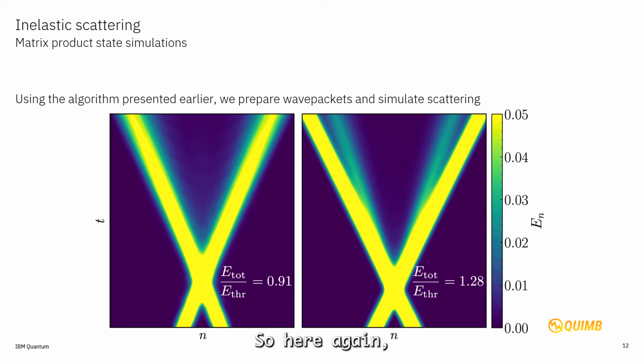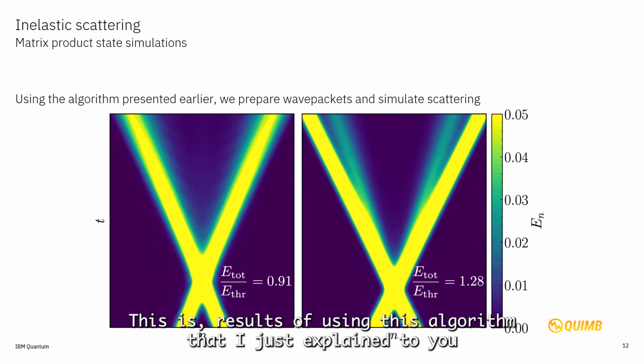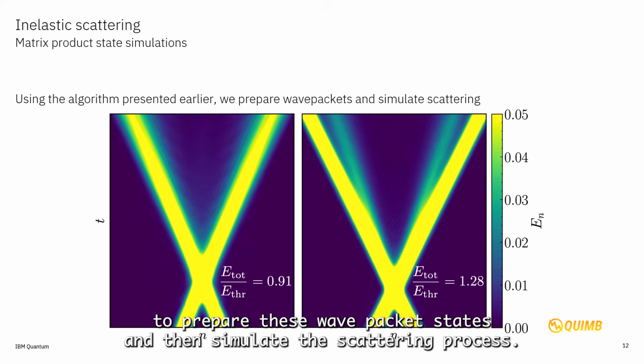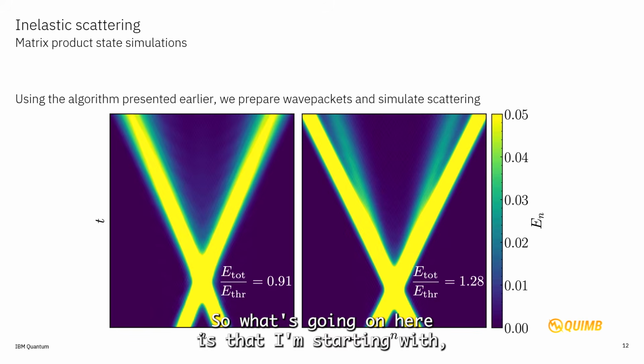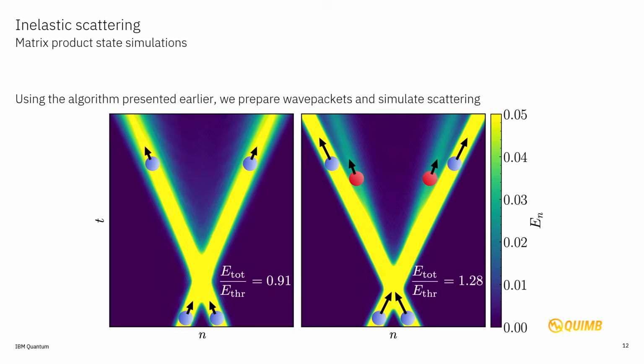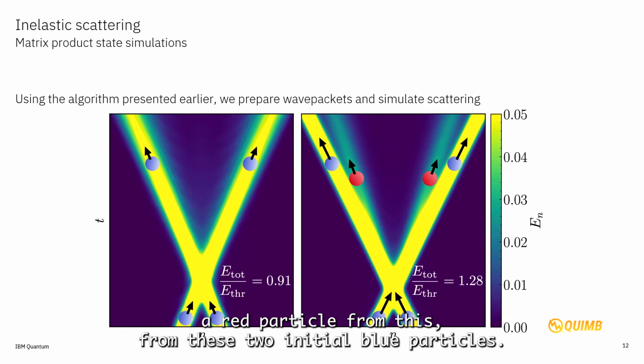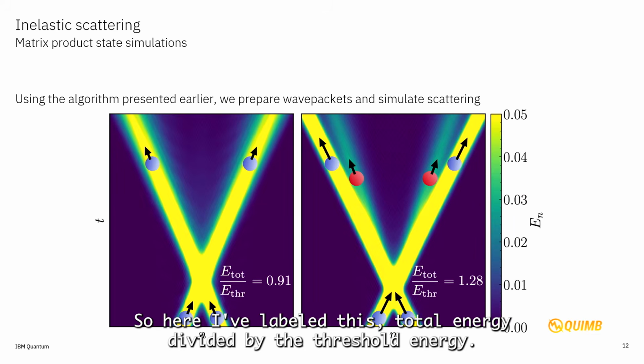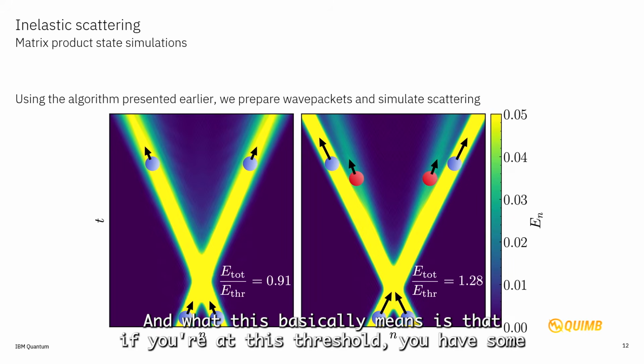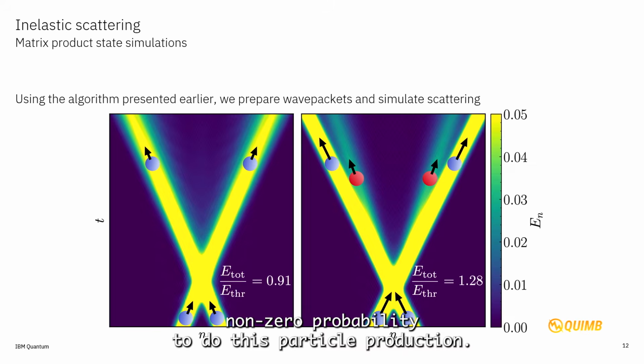So here, again, I'm showing some pictures of MPS simulations. These are results of using this algorithm that I just explained to you to prepare these wave packet states and then simulate the scattering process. So what's going on here is that I'm starting with 2 blue particles, so 2 light particles, and if I give them enough energy, there is some non-zero probability to produce a red particle from these 2 initial blue particles. So here I've labeled the total energy divided by the threshold energy, and what this basically means is that if you're at this threshold, you have some non-zero probability to do this particle production.